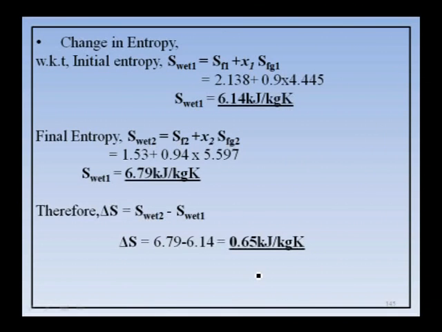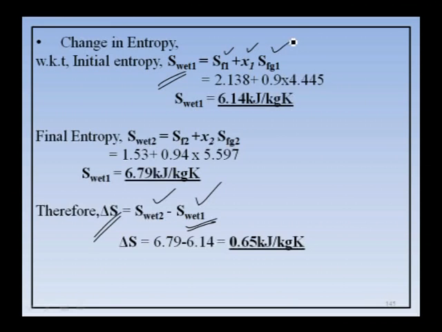Next, the change in entropy is wanted. So initially it is wet, finally it is also wet. We got the dryness fraction, that is 0.94. Therefore both the conditions are wet. Therefore the change in entropy delta S is equal to final entropy minus initial entropy. So first you find the initial entropy. What is that? S at 1. The formula is SF1 plus X1 SFG1.